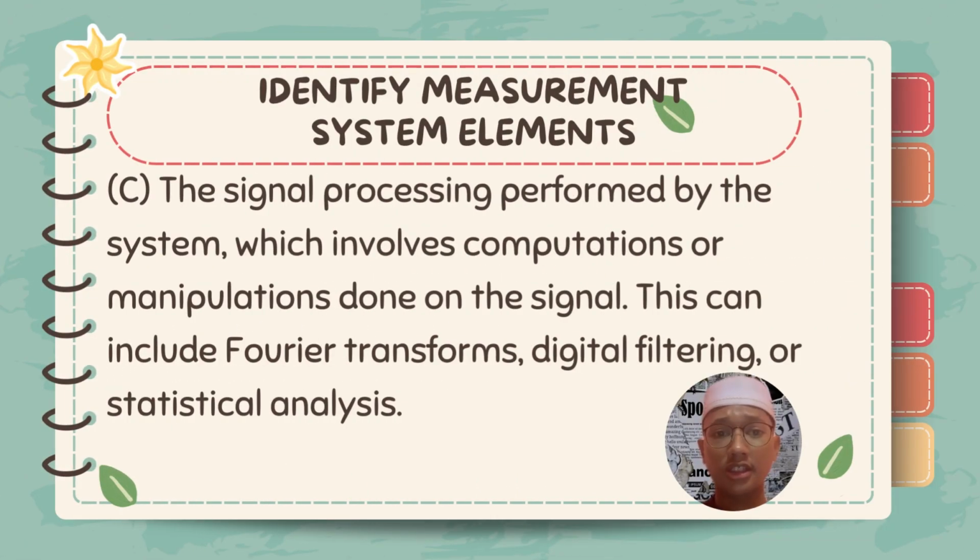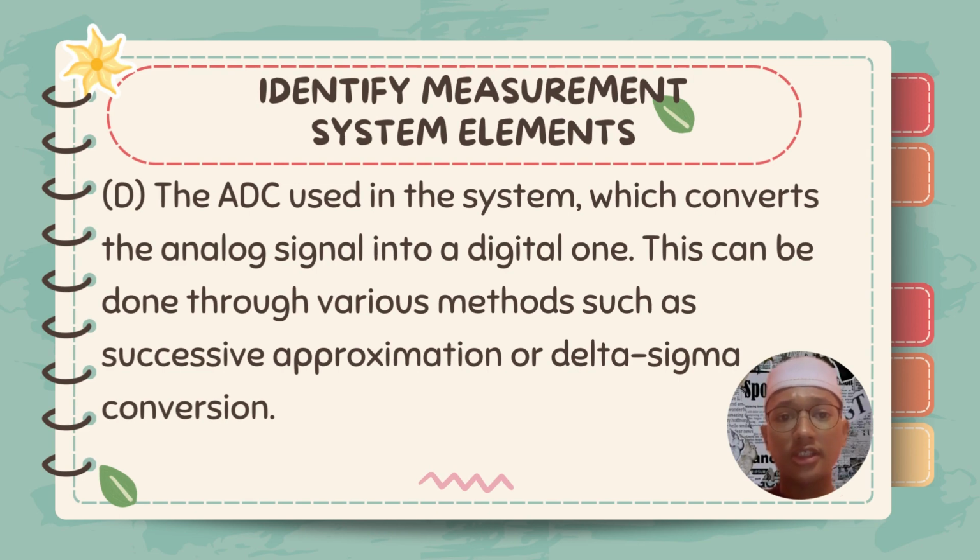Next, for C, the signal processing performed by the system, which involves computations or manipulations done on the signal. This can include Fourier transforms, digital filtering, or statistical analysis. For D, the ADC used in the system, which converts the analog signal into a digital one. This can be done through various methods such as successive approximations or delta sigma conversion.